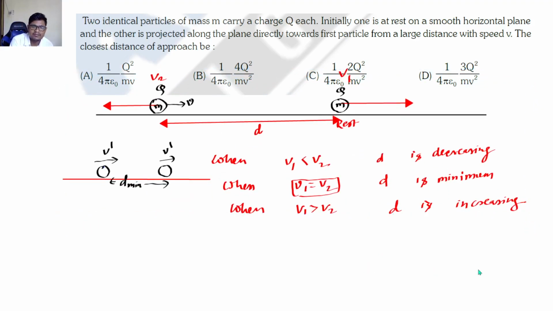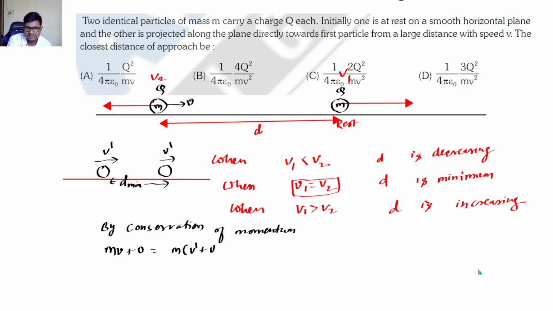So I will be writing here, by conservation of momentum first, we can write m times v plus 0, because the other particle is at rest, equals m times v dash plus v dash. So we will get here v dash equals v by 2.